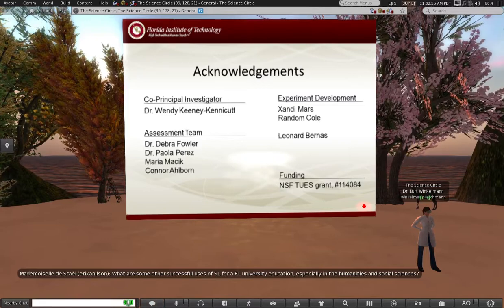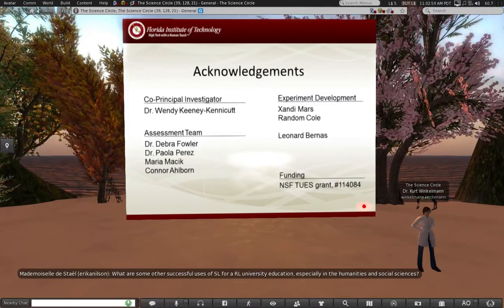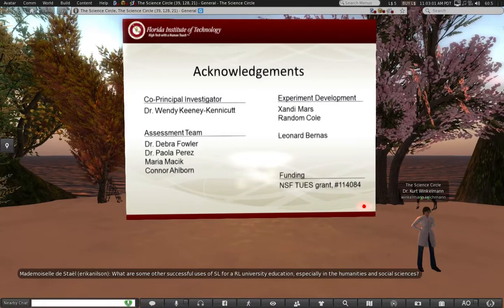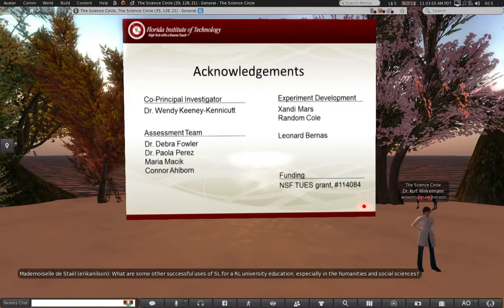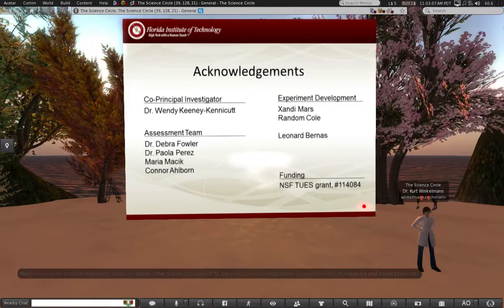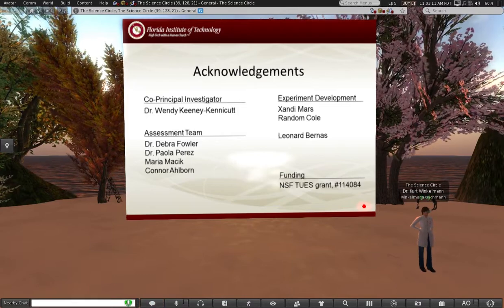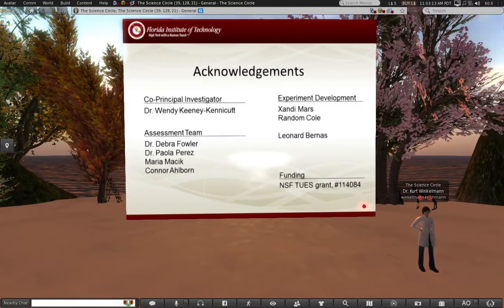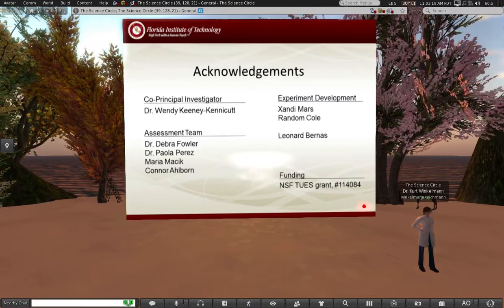Second Life is the only environment that we've looked at. We are in the process of searching for funding to develop some more lab experiments that we are going to develop in Unity. That way students can engage with them on a desktop computer, just like they do with Second Life, or in a VR headset.